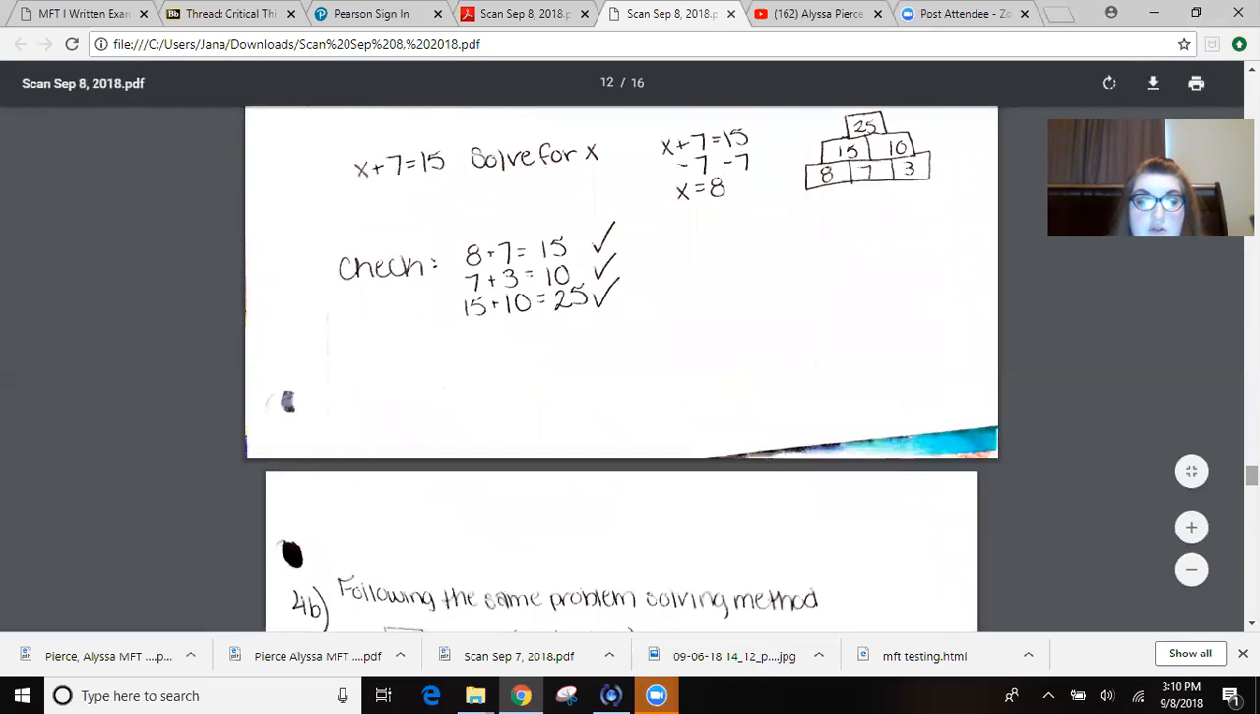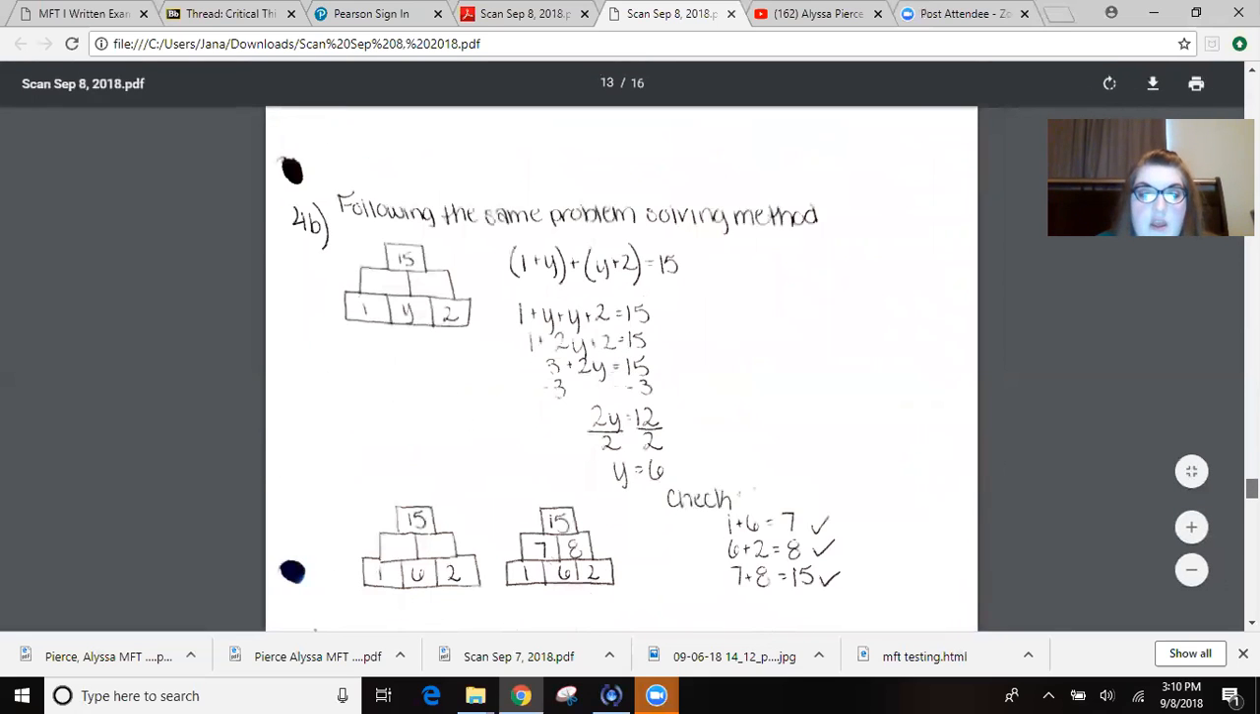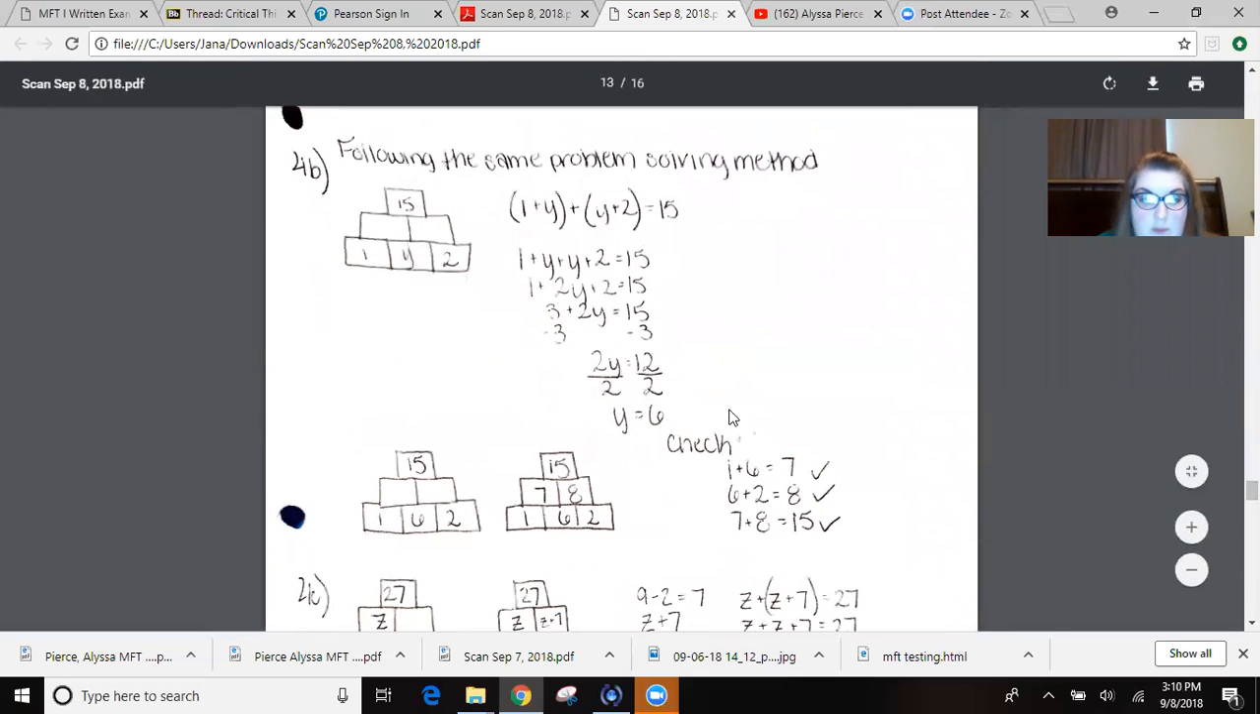Here's your check. So 8 plus 7 equals 15. 7 plus 3 is 10. 15 plus 10 is 25. Coming down, you're going to find a bit of a different problem.